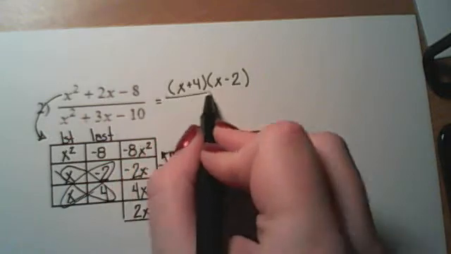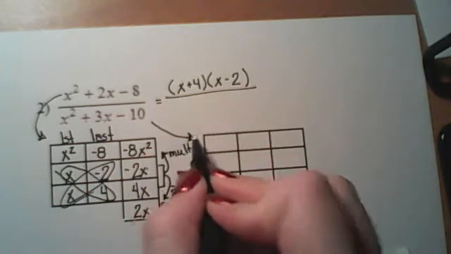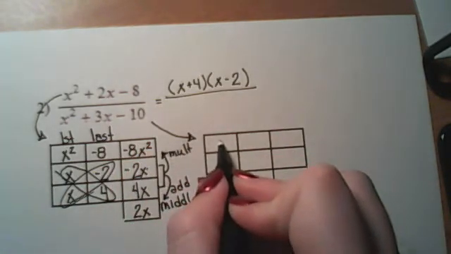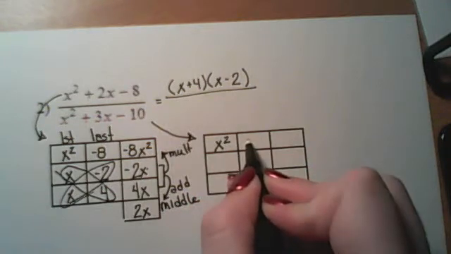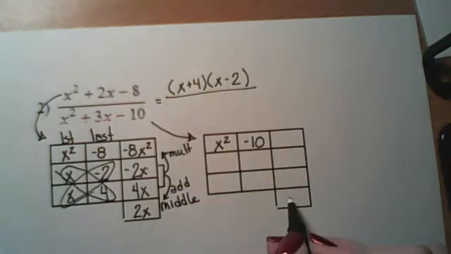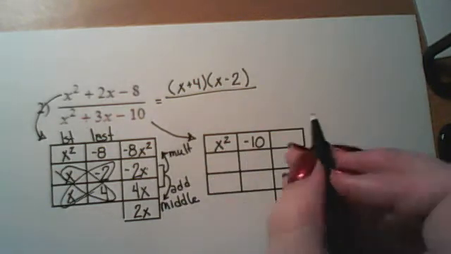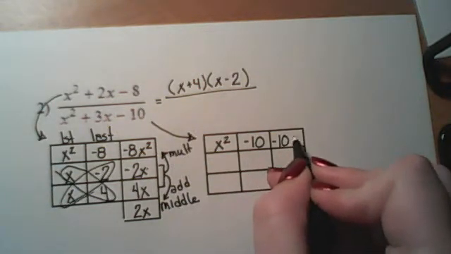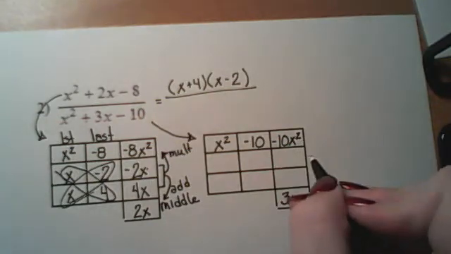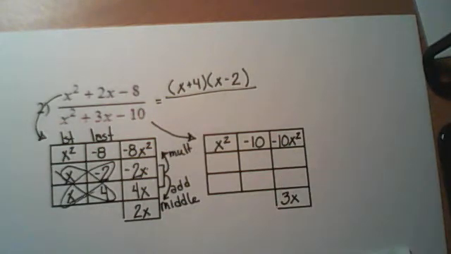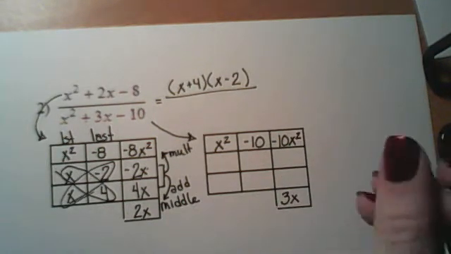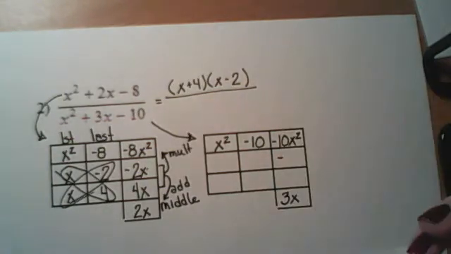Now let's look at the denominator, and we're going to factor that one in this second set of squares. My first term is x squared, my last term is negative 10, and then my middle term is 3x. X squared times negative 10 is negative 10x squared. I need two numbers that multiply to give me negative 10x squared and then add to give me 3x. Well, I know one of them is going to be negative since this is a negative sign up here.